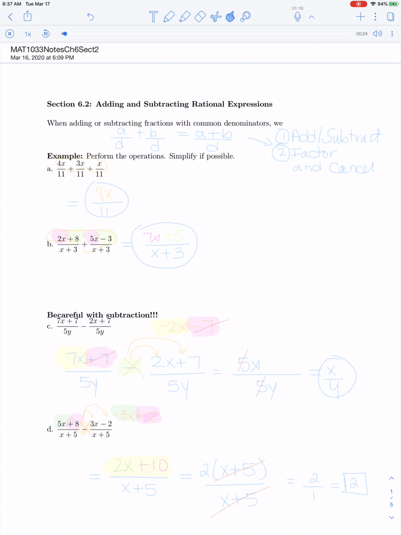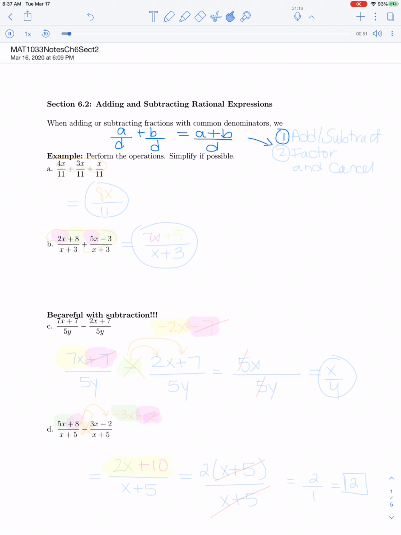For example, if we have a over d plus b over c, if the denominator is the same like it is here, we'll just add the a and the b, and the denominator d will stay the same. Keep in mind, though, our final answers must be reduced, which means that we have to factor and cancel at the end when we add or subtract fractions.